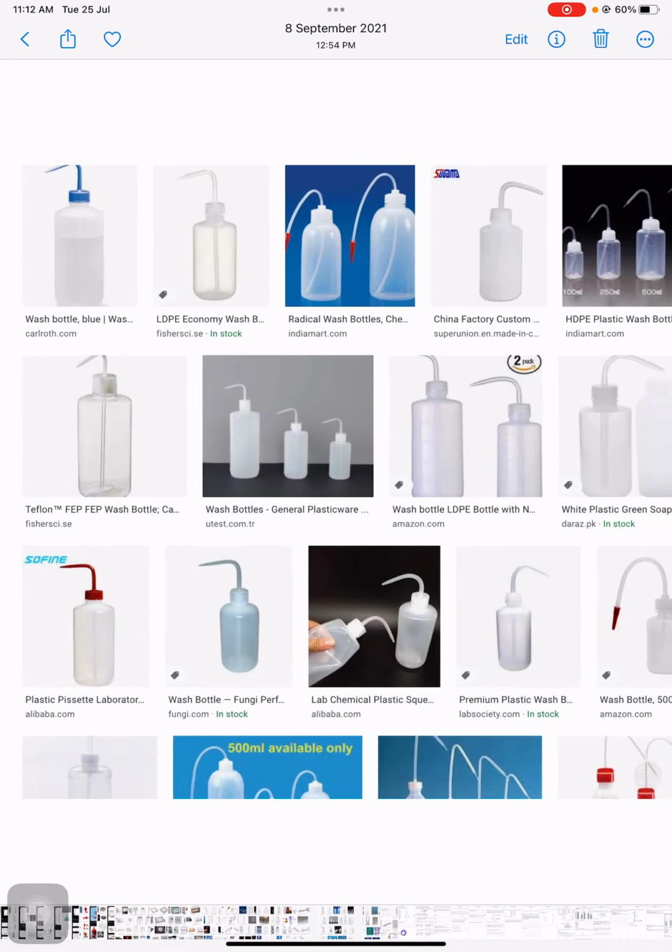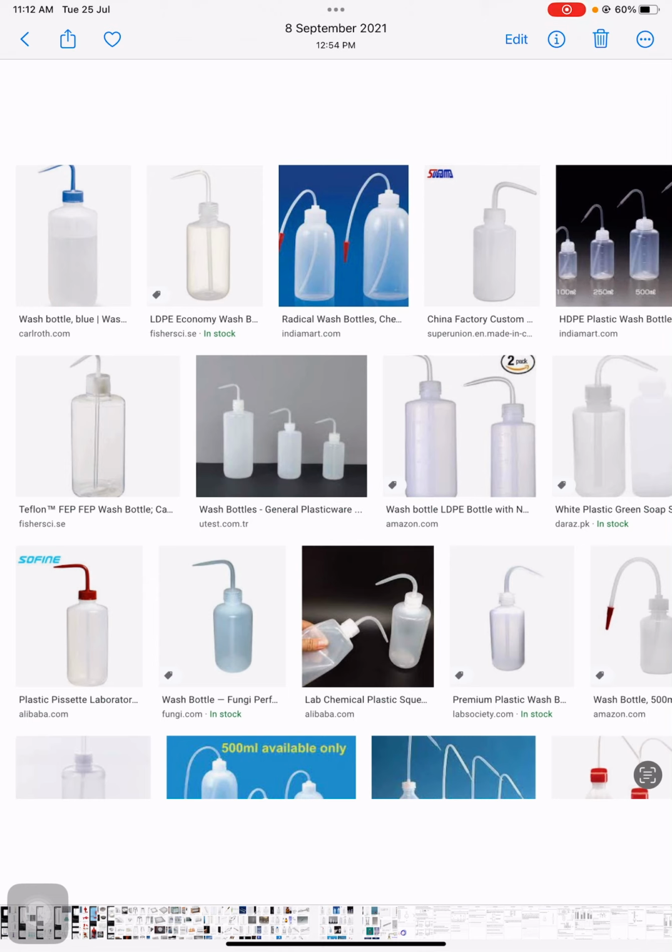Okay, now I am taking you to the next page, and this is called a wash bottle. A wash bottle has water in it. Specifically, it can have distilled water in it. And why does it have distilled water? To wash at a smaller scale we can use this wash bottle.